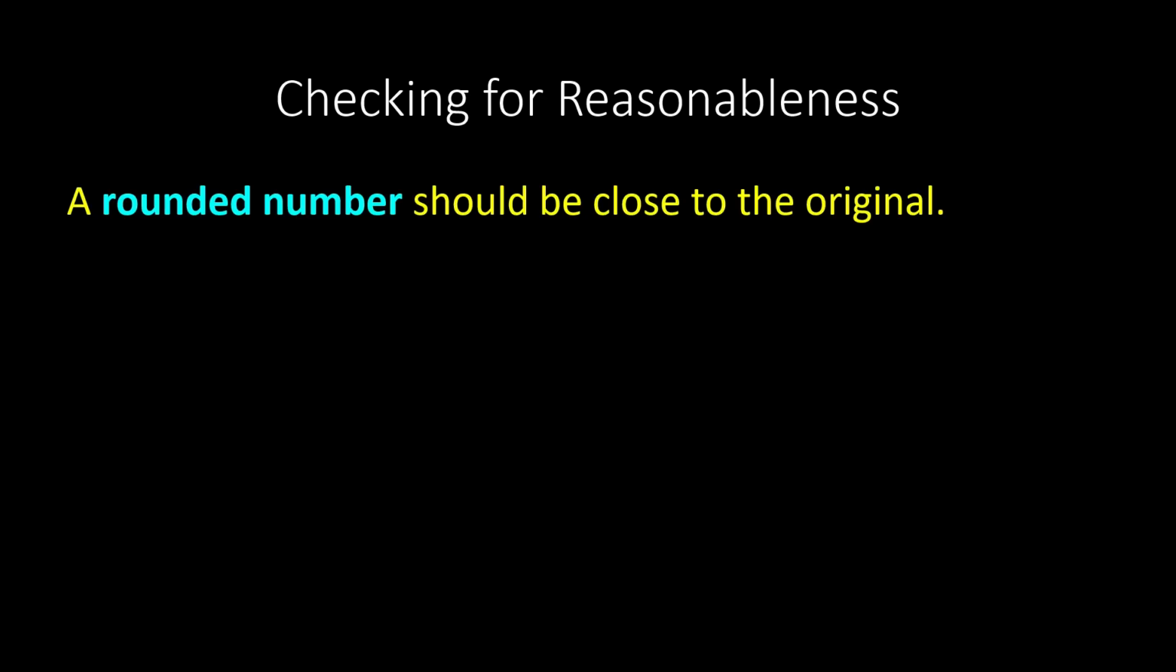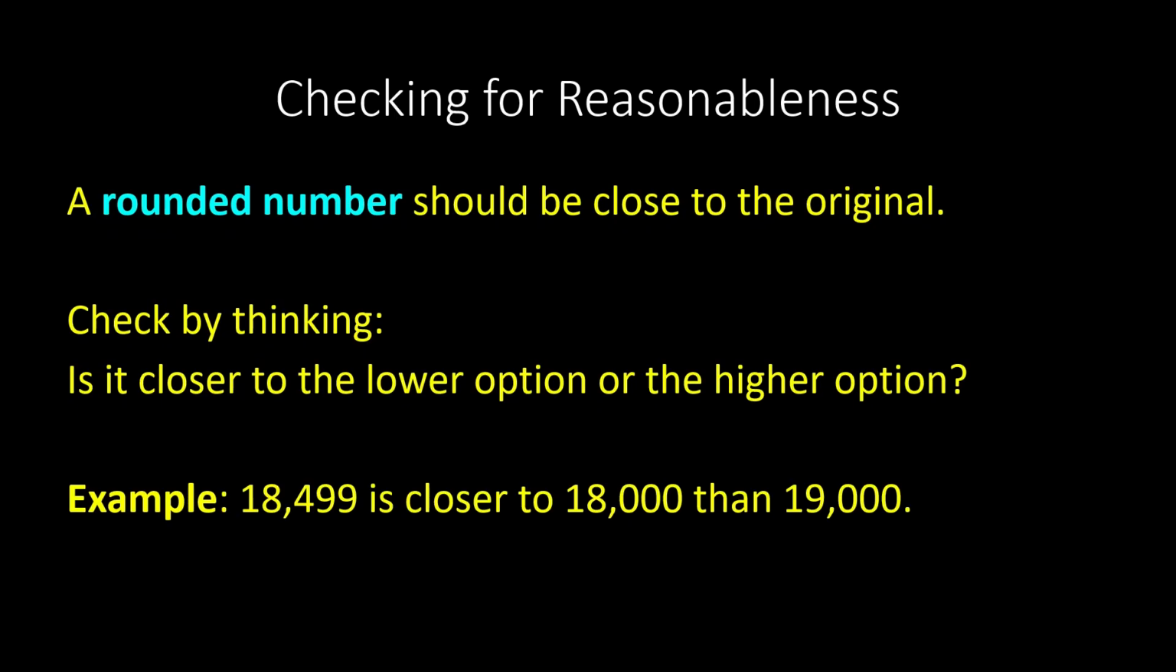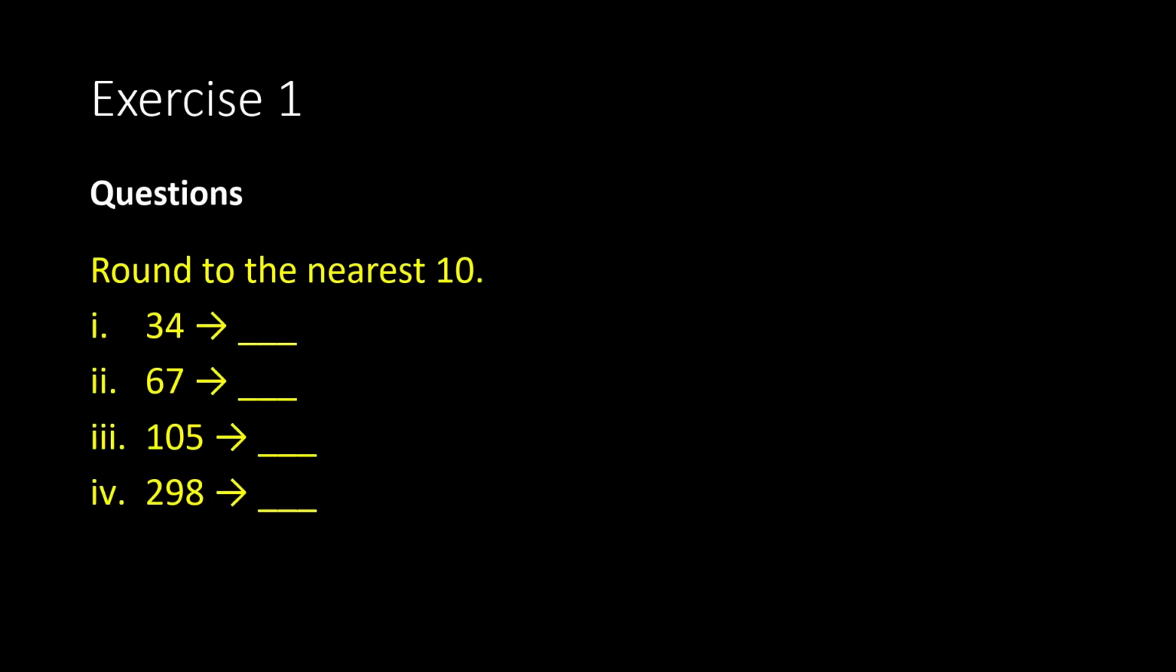A useful habit is to check that your rounded number makes sense. Consider the two nearest options and decide which one the original number is closest to. So a rounded number should be close to the original. And you need to check this by thinking, is it closer to the lower option or the higher option? So for example, 18,499 is closer to 18,000 than 19,000.